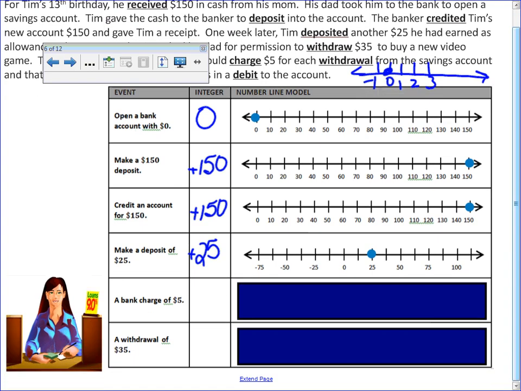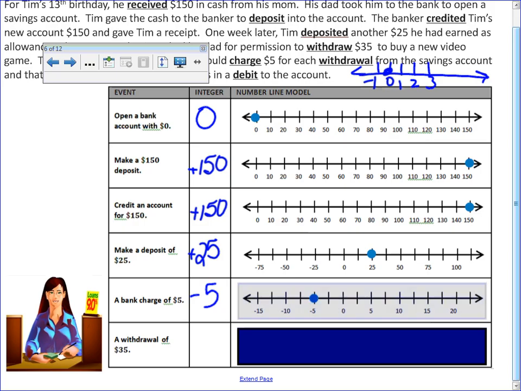Now the bank is going to charge you $5 for making a withdrawal. So the bank is going to charge you, they're going to take away $5. So how would you write that as an integer? -5. Very good. -5. And there are different types of number lines that you can draw for that.